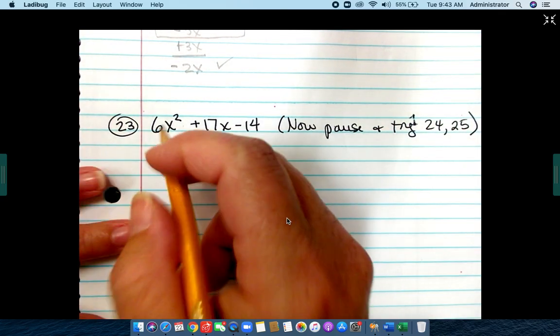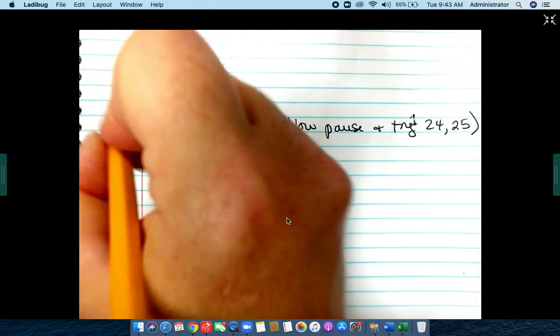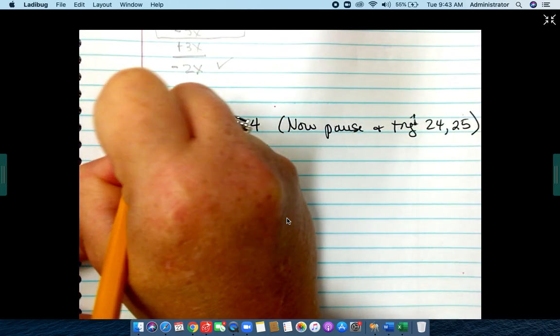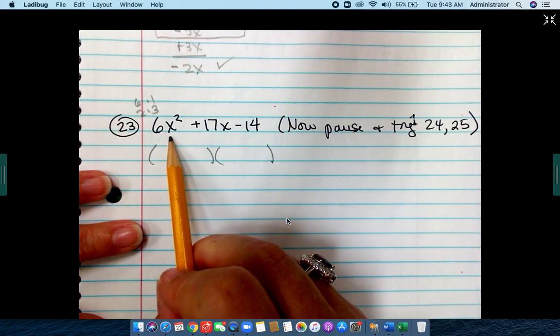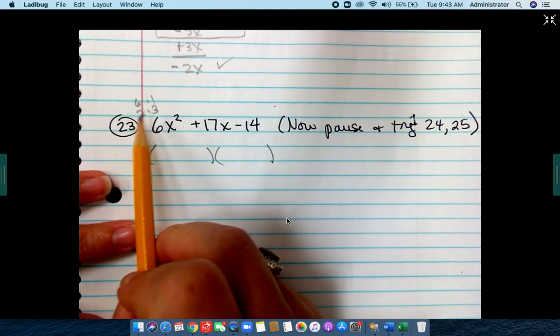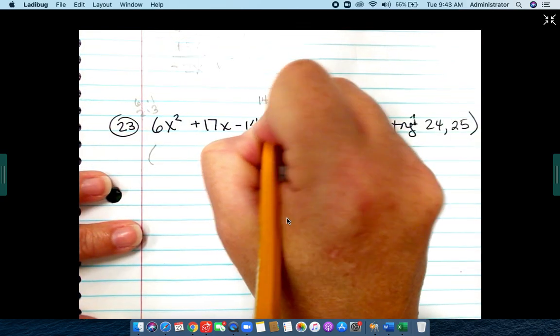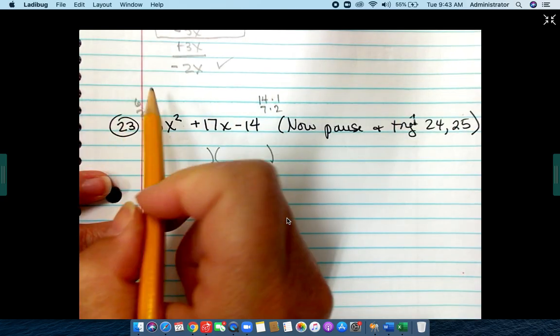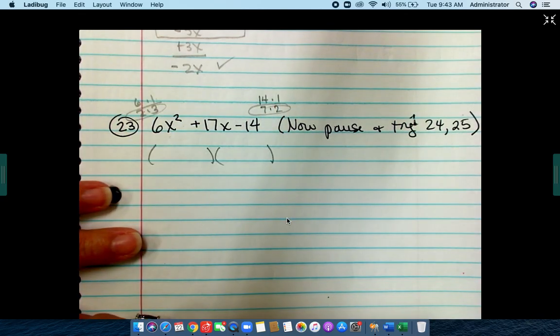And next, 23. I think I've done enough color coding that maybe I can just go straight to pencil and you'll be good. Now this one, 6x squared, has multiple options. I've got 6 and 1 and 2 and 3. For 14, I've got 14 and 1 and 7 and 2. But you know Ms. Robinson said try the ones with the factors closest together.